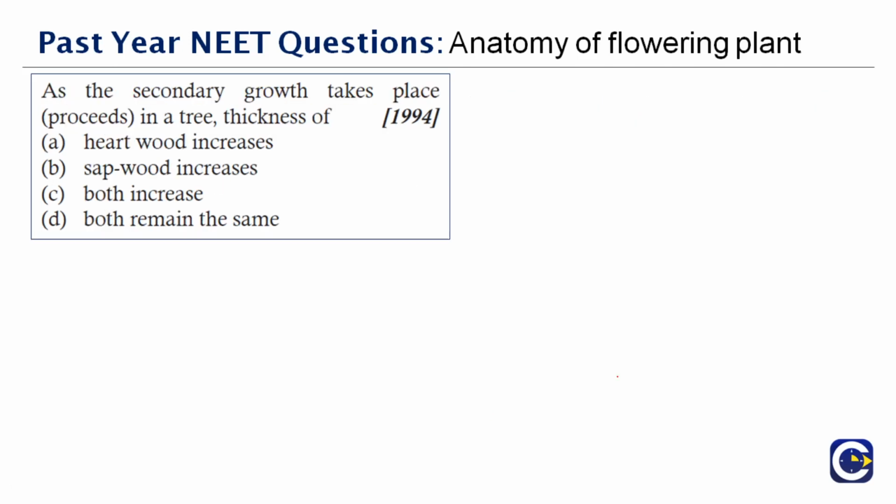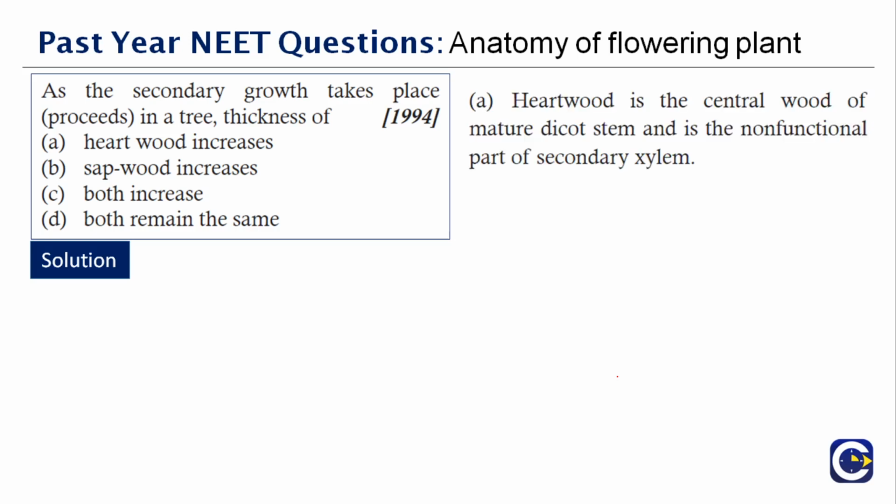Next question here. As the secondary growth takes place in a tree, thickness of dash. Okay, this is an easy question for you to tell now. We already discussed it. See, as the secondary growth takes place in the tree, the thickness of the heartwood will increase. Heartwood is the central wood of maturation which happens in a dicot stem, and it's a non-functional part because there is no conduction or any specific function taking place. What it simply does is give mechanical support to the stem. So as the secondary growth takes place in a tree, the thickness of the heartwood increases. The correct answer is option A.